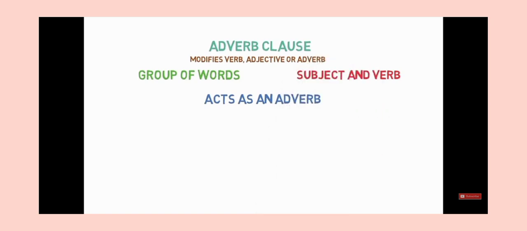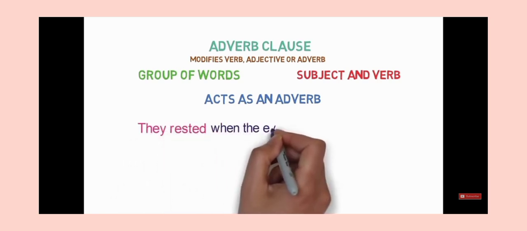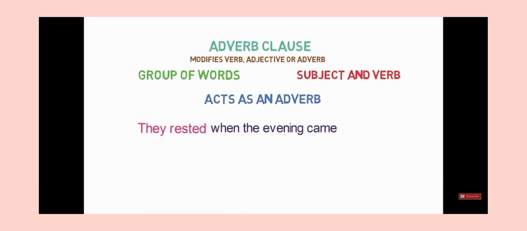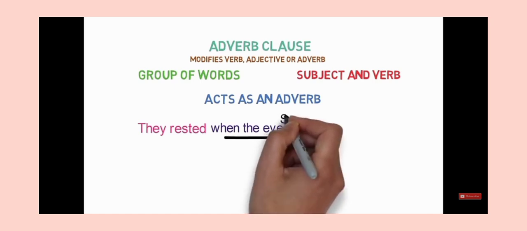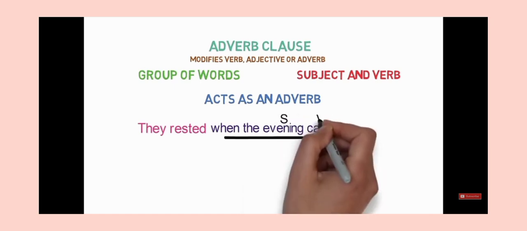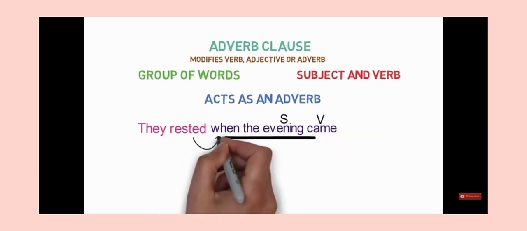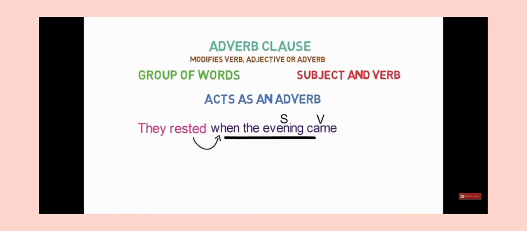For example, they rested when the evening came. Here, when the evening came is a clause as it has a subject evening and verb came, and it is describing the verb rested.